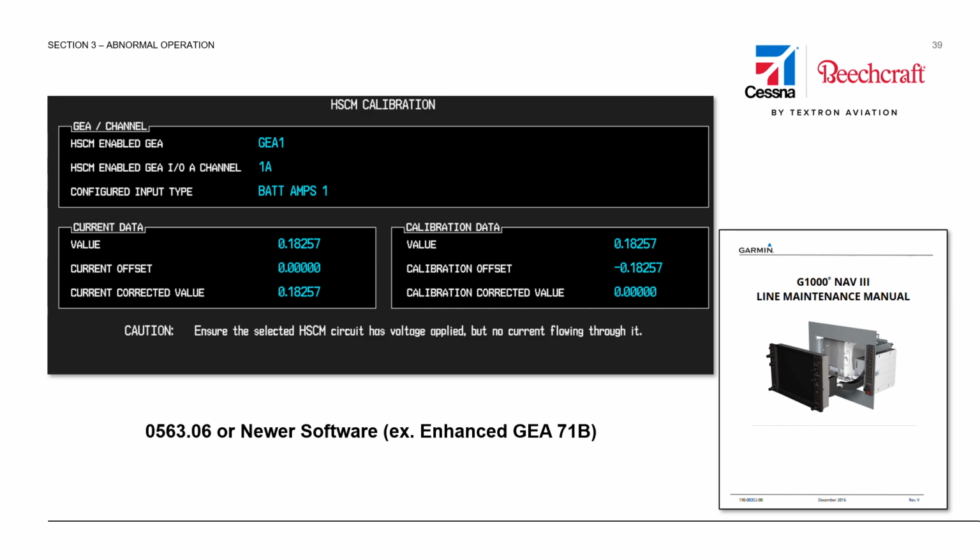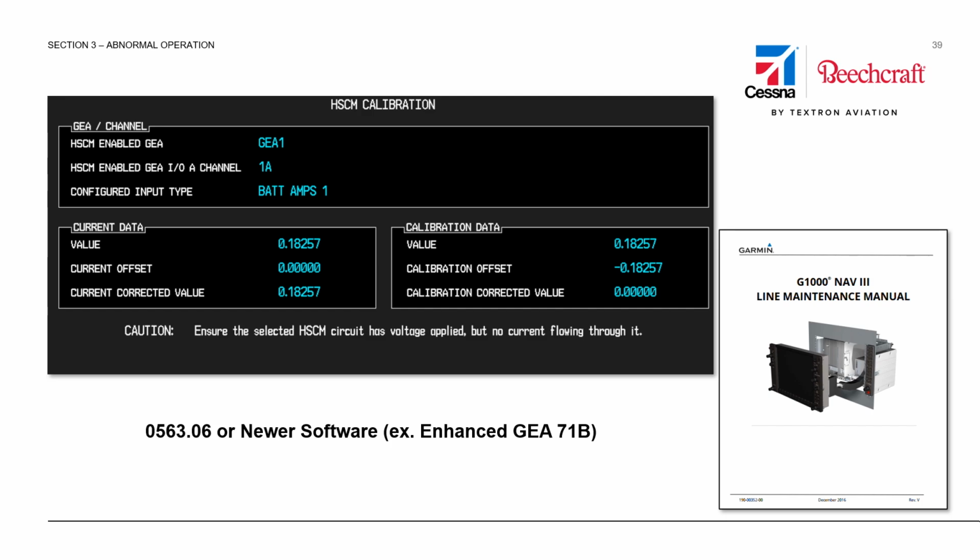Sometimes when we see a discharge, we'll have to do some more action here. We may see a discharge in the system where we know that we are charging the battery. If we see 28.5 volts, we know we have to be charging a 24-volt battery. In cases like this, it's likely that we need to perform a high side current monitor calibration, and we're going to do that procedure per the G1000 line maintenance manual.